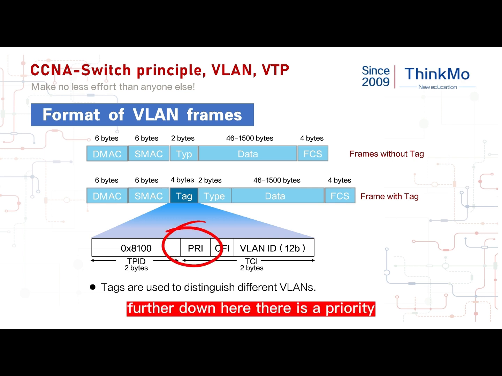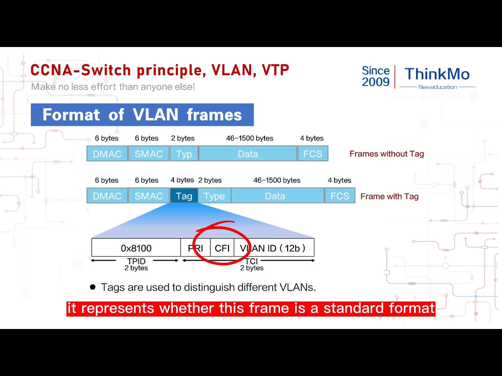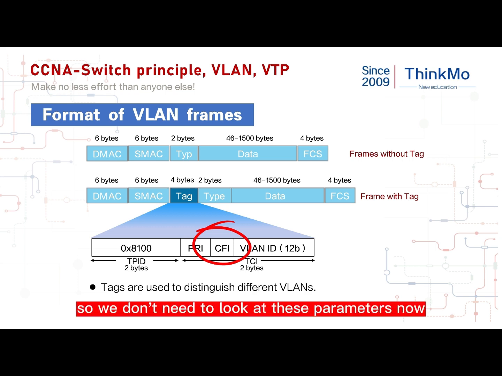Further down here there is a priority. It represents the priority of VLAN data. In the future, when you reach the IE stage, you will learn this field when you learn QoS. Let's not look at it at this stage. Further down is CFI. It represents whether this frame is a standard format. A CFI of 0 represents the classic format. A CFI of 1 represents a non-classic format. It's almost always classic now. So we don't need to look at these parameters now.